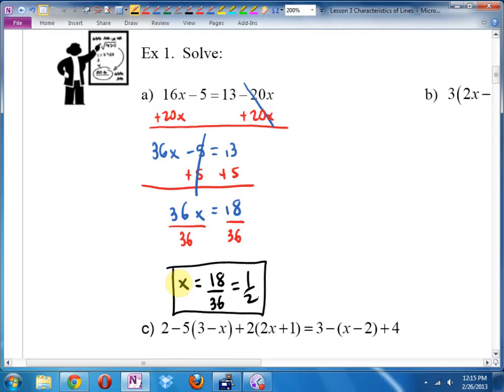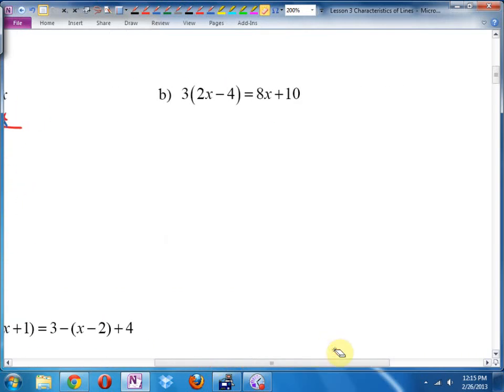In grade 12, I actually teach my kids, we write QED, which is Latin for quod erat demonstrandum, which means which was to be demonstrated. You do that at the end of a proof. But here, we'll just put a box. B, fractions. Expand brackets. I'll get rid of those. I'll get 6x minus 12 equals 8x plus 10.